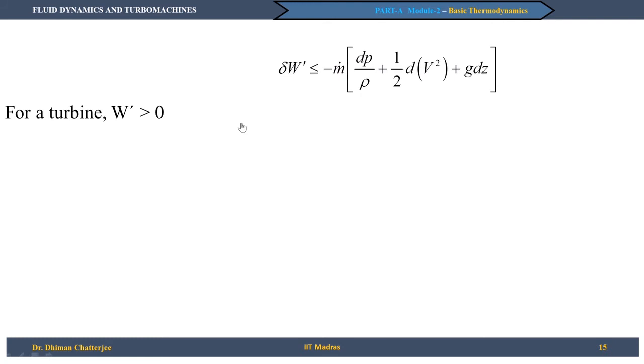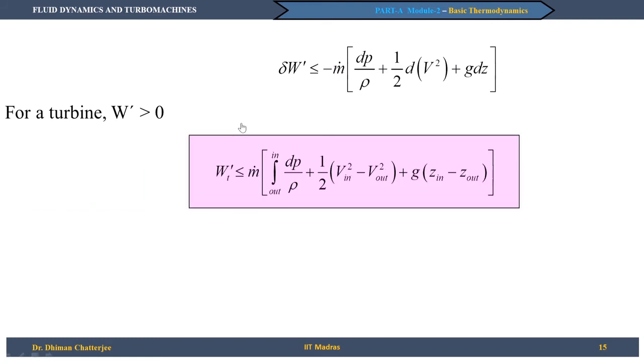For a turbine, w prime is greater than 0, and this brings us to a very important conclusion that the work that can be obtained from a turbine, the power that can be produced by a turbine, has a maximum which is achievable only under an ideal condition of isentropic flow. So, we get that Wt prime is less than m dot times the integral from in to out of dp by rho plus half v in square minus v out square plus g times z in minus z out.